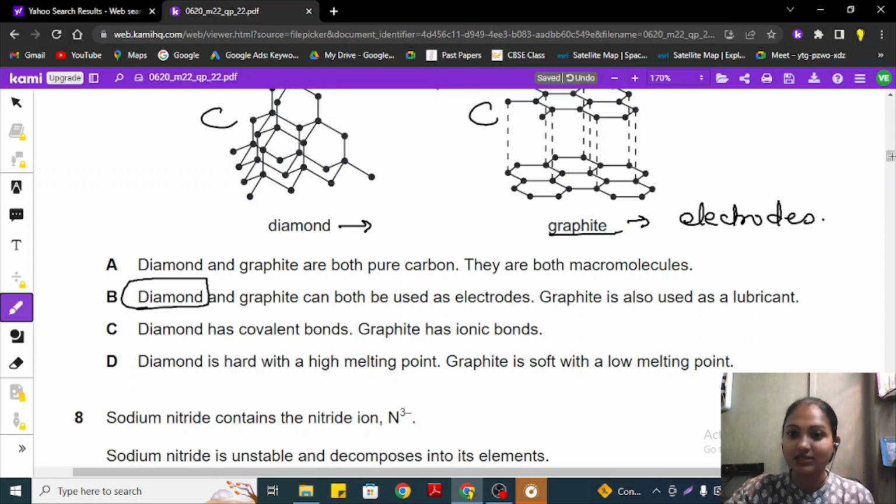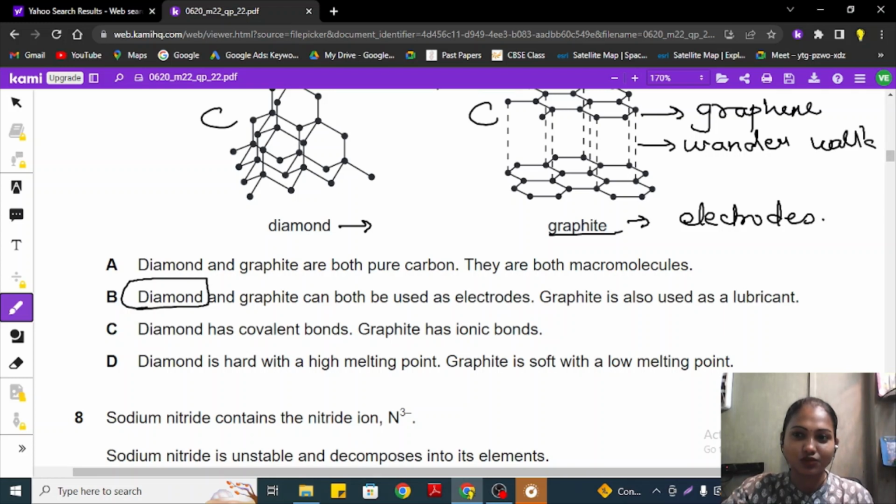Whereas in graphite, there are layers of graphene. One layer of graphite is called graphene, and the layers are joined together by van der Waals force. This force is very weak and can easily break down when it comes in contact with heat or anything, and that gives graphite the property of being a good conductor of electricity. Graphite is also used as a lubricant. Yes, graphite is used as a lubricant, but diamond cannot be used as an electrode because it is not a good conductor of electricity.